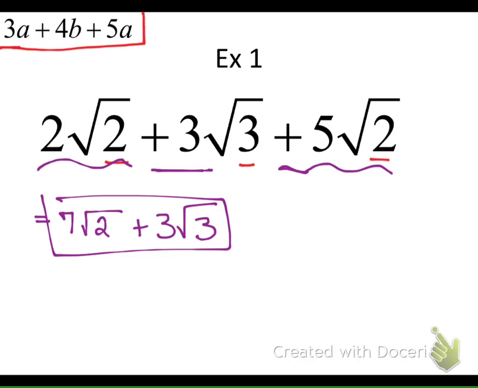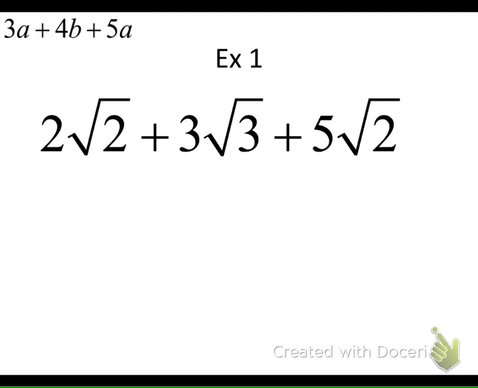You can't combine 7 square root 2 plus 3 square root 3 because their radicands are different, meaning they're not like terms. It's kind of like an A and a B. They're not the same things. Okay? So that's the basic kind of example that we're going to do. Now, they're going to get harder, okay? We're going to follow the exact same steps every time we start off. So let's go ahead and take a look at example number 2.